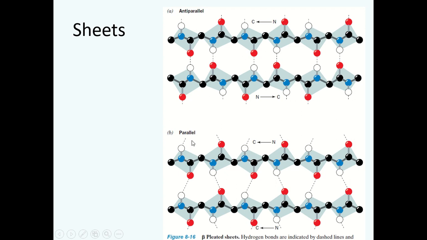The other type of sheets are called parallel beta sheets, and in the case of parallel beta sheets, the pattern of hydrogen bonding is similar, except that both of the segments of the polypeptide are running in the same direction. They're running parallel to each other. Such secondary structure elements are called beta sheets. Sometimes it happens that many sheets form overlapping regions. They are called beta pleated sheets.